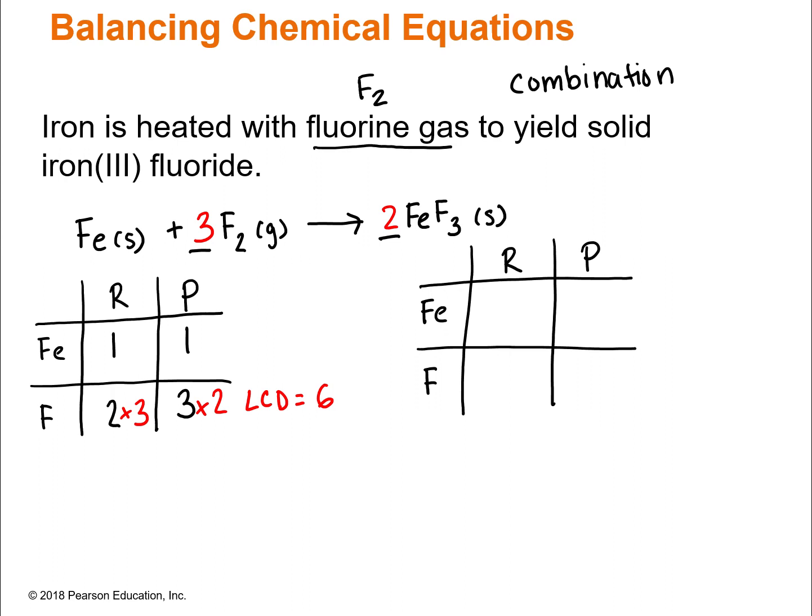Since we did that, we have to take stock of what changes we made. We still have one iron atom on the reactant side. We haven't touched it. But now we've got 3 times 2, which is 6 fluorine atoms on the reactant side. On the product side, we put a 2 in front of the whole compound of iron 3 fluoride. That means we've got 2 times 1, which gives us 2 iron atoms, and 2 times 3 fluorine atoms for a total of 6. Now our iron isn't balanced anymore.